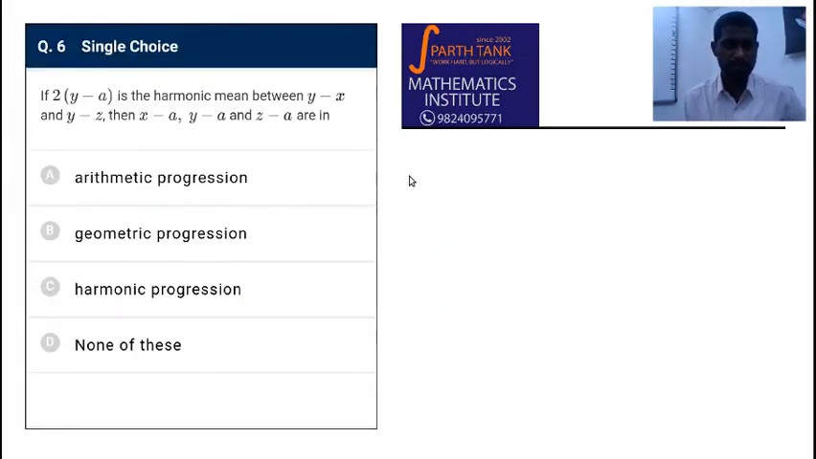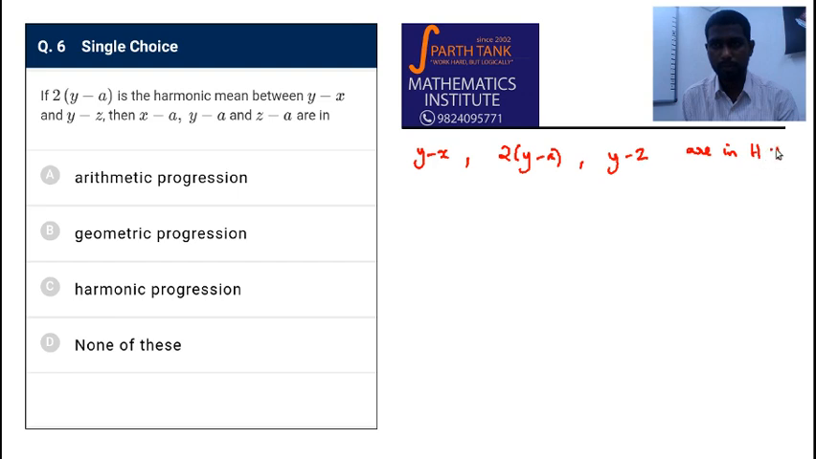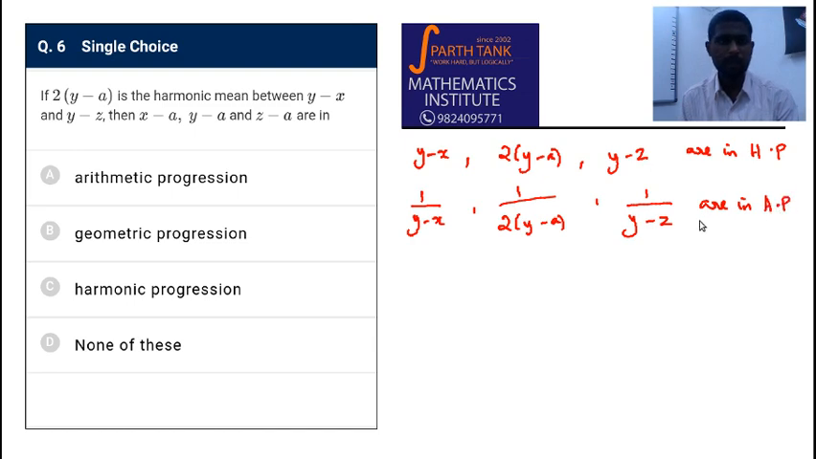Let us go to question number 6. If 2 into y minus a is the harmonic mean between y minus x and y minus z, then x minus a, y minus a and z minus a are in AP, GP or HP. So they have given us that y minus x and then this 2 times y minus a and y minus z are in harmonic progression. Okay. Now this means that 1 by y minus x, 1 by 2 times y minus a and 1 by y minus z are in AP. Correct?